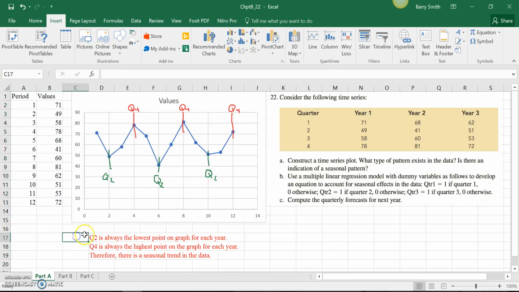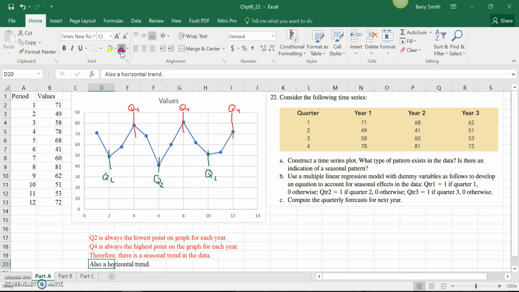What I said was quarter 2 is always the lowest point on the graph for each year, and quarter 4 is always the highest point on the graph for each year. Therefore, it looks to be a seasonal trend in the data. And overall, it's really horizontal, so I could also say it's a horizontal trend, because it's pretty much horizontal in shape. It doesn't go strictly linear, and it doesn't go the other way either. It's just kind of straight across.